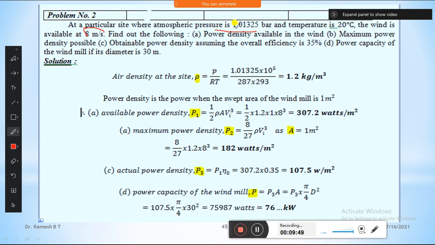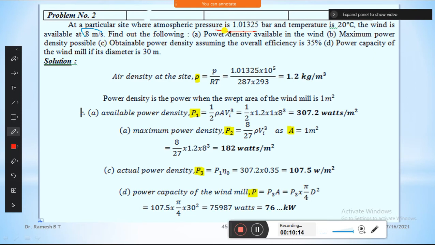One is the pressure, 1.01325 bar. You can take standard atmospheric pressure as 1, or if you want to go with a particular value, 1.01325. The temperature for that atmospheric pressure is 20 degrees centigrade, and the wind velocity V is 8 meter per second. And find the following.